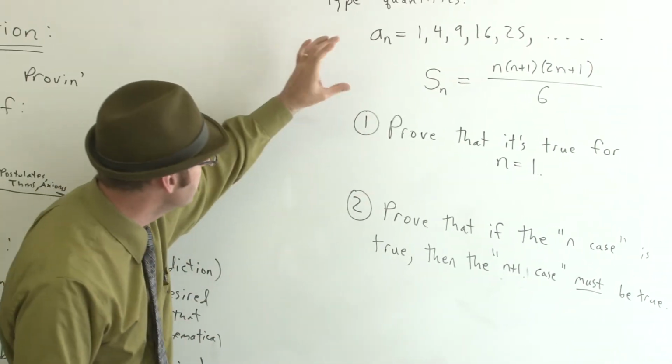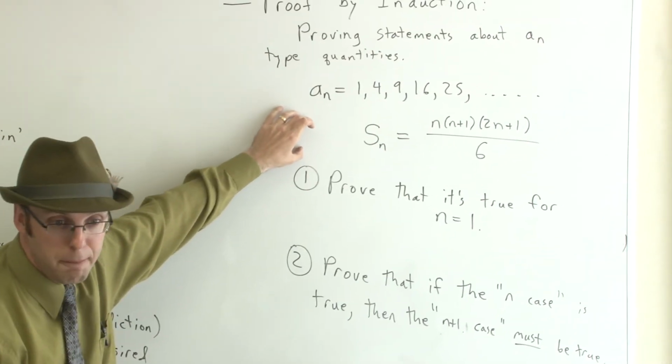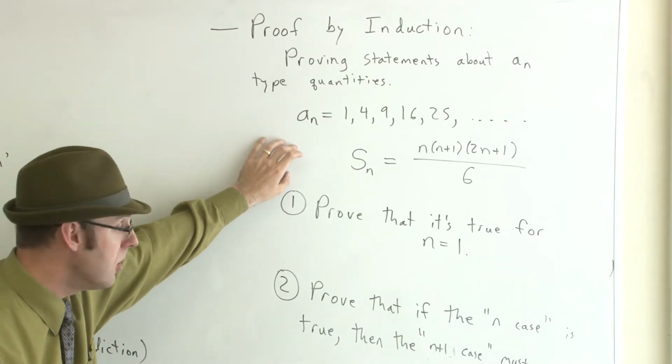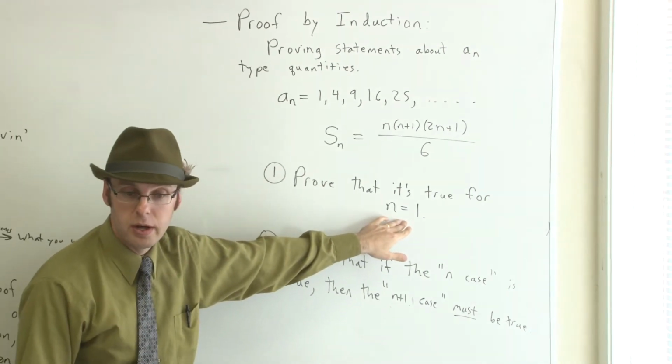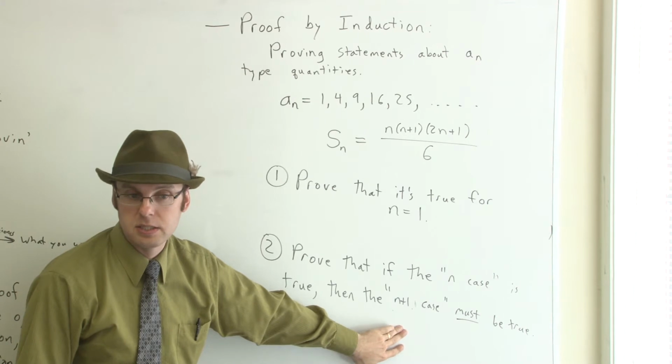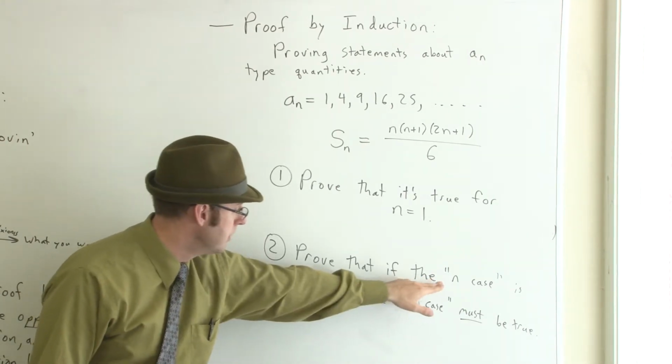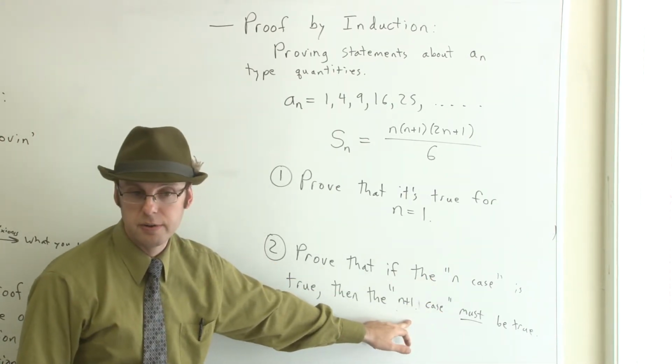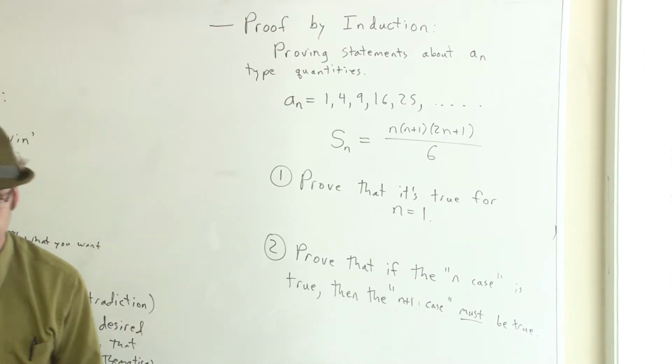So I have proven this statement is true for all possible values of n, and all I did was prove that it works for n equals 1, and then prove this case. Prove that if I assume the truth of this, that this must follow. It's a lovely way of doing it.